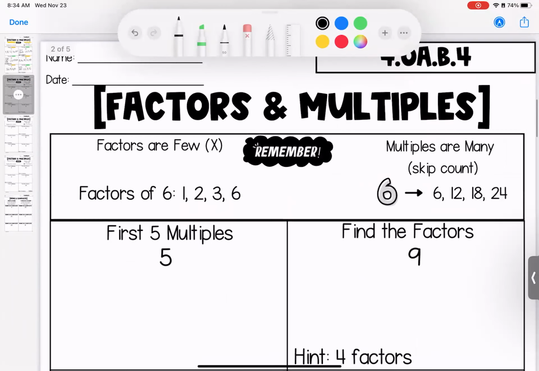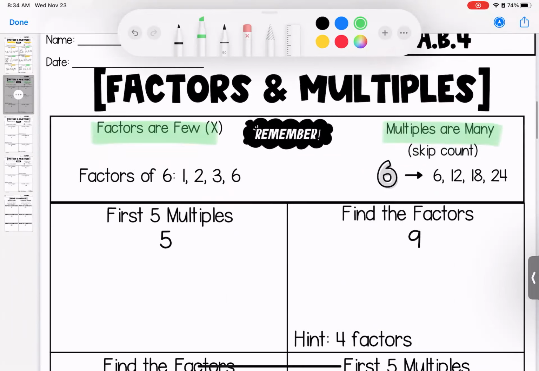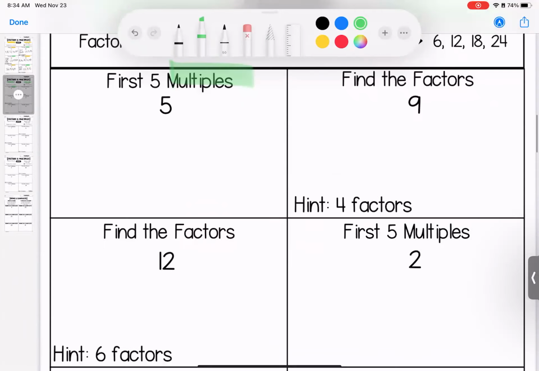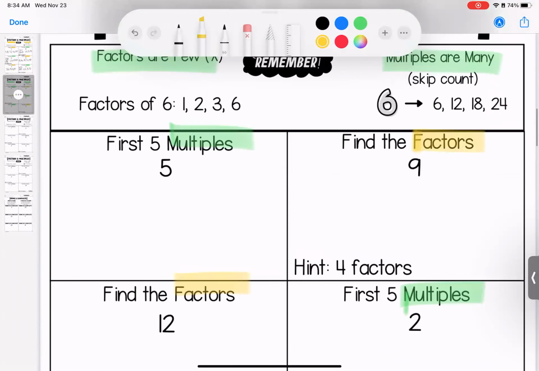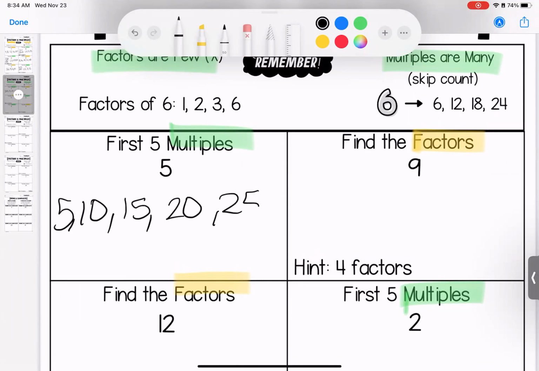Taking a look at factors and multiples again, quick reminders that factors are few. I can tell you exactly how many I'm looking for. Multiples are many. Multiple is a fancy way of saying skip counting. They go on forever. They only stop when you do. So let's take a look. Multiples of 5, 5, 10, 15, 20, 25.